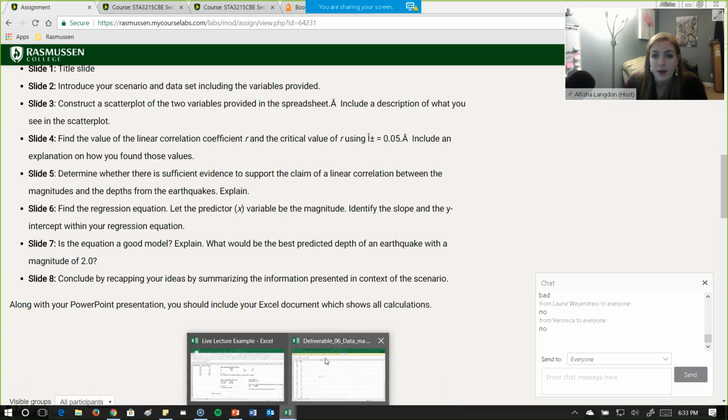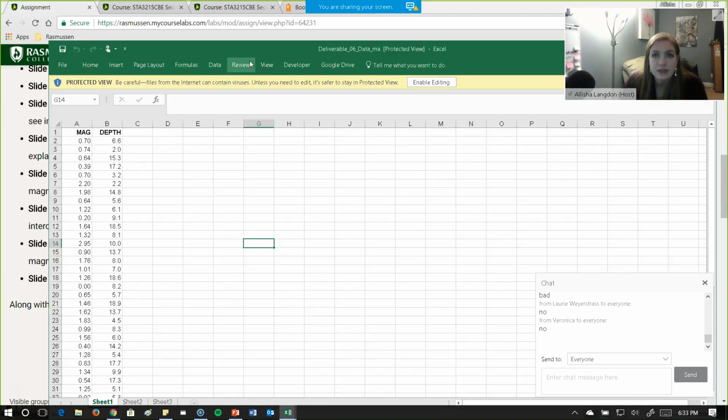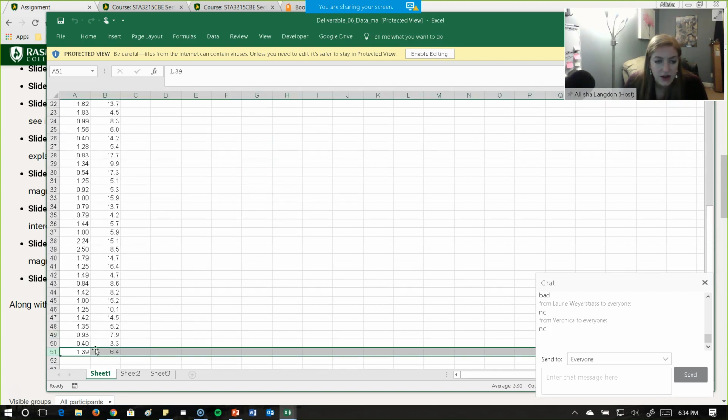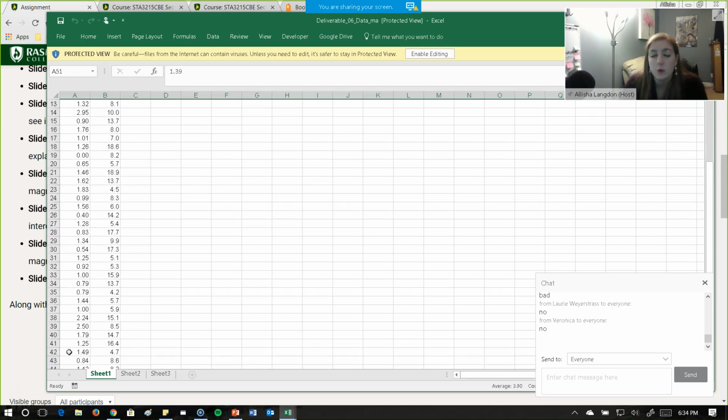So you're going to be coming up with your, here's the data for Excel. You'll see there's 2 variables, right? Your X and your Y. Magnitude is your X, depth is your Y. And then those are the 2 columns. So there's quite a bit of data there, all the way down to row 51. So there's 50 pieces of data there to analyze.